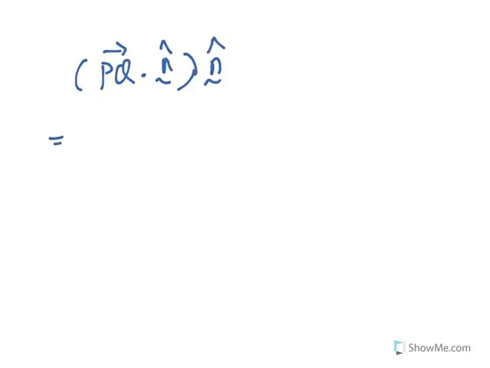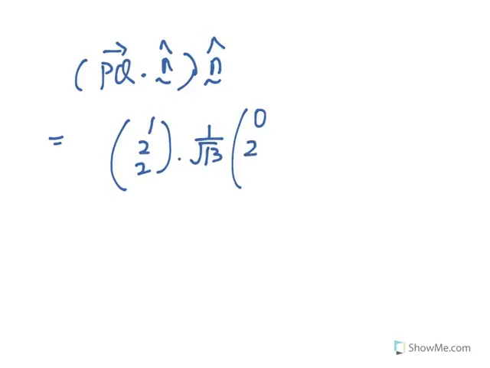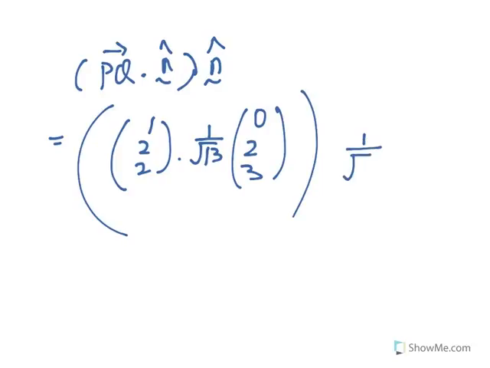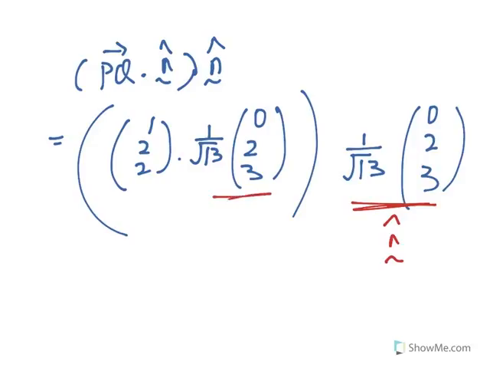And PQ would be (1, 2, 2). N itself is 1 over square root 13 times (0, 2, 3). This is the entire scalar together with n. N, which lies outside, is 1 over square root 13. Now it can be a handful, so slowly. This portion represents the n hat, and this portion represents PQ. We are finding the component of PQ parallel to AB.